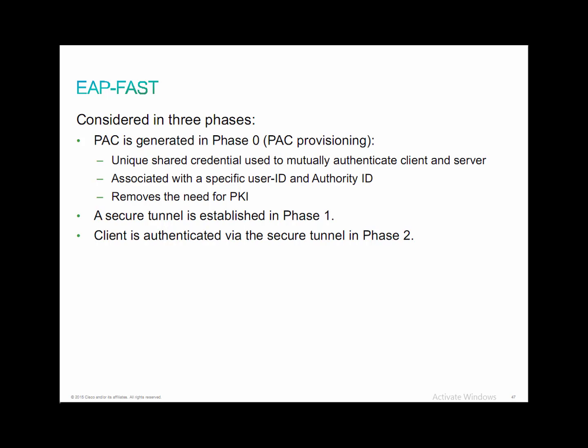So EAP-FAST, something developed by Cisco. It was actually designed to address some of the weaknesses of the Lightweight Extensible Authentication Protocol, but the purpose was to maintain that lightweight functionality. Use of server certificates is optional with EAP-FAST. It also uses what we call a protected access credential to establish the TLS tunnel where client credentials get verified. So we're doing a two-phased approach here, just like we saw with PEAP, where we're establishing a TLS tunnel and then we're verifying the identity of individuals based on that establishment.